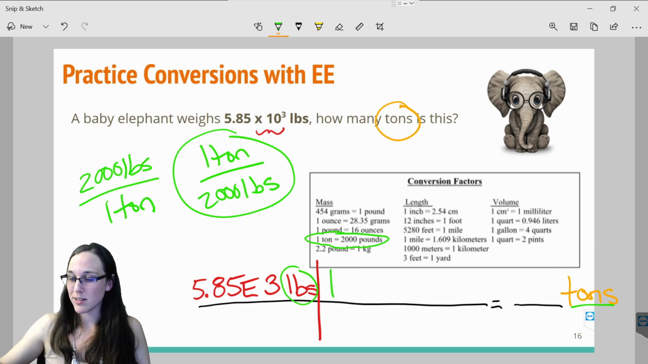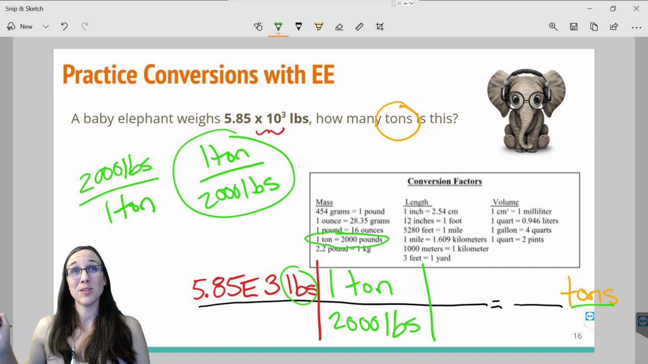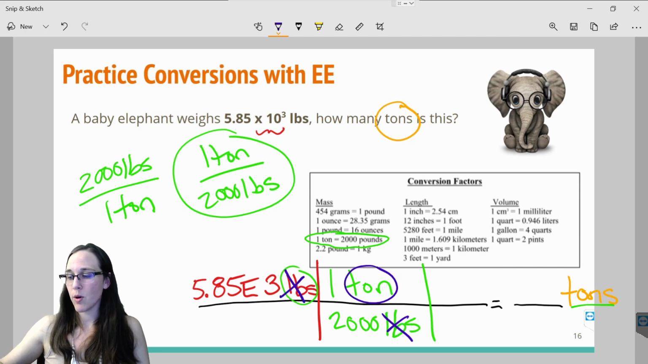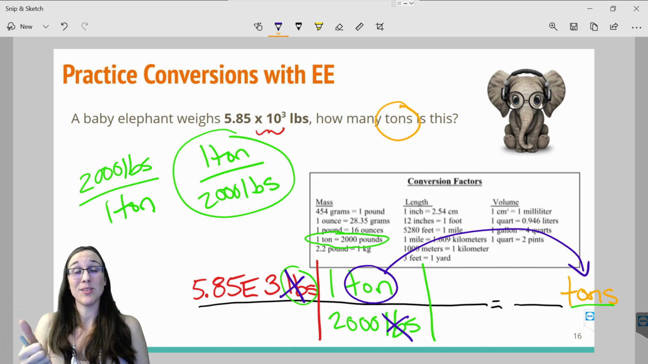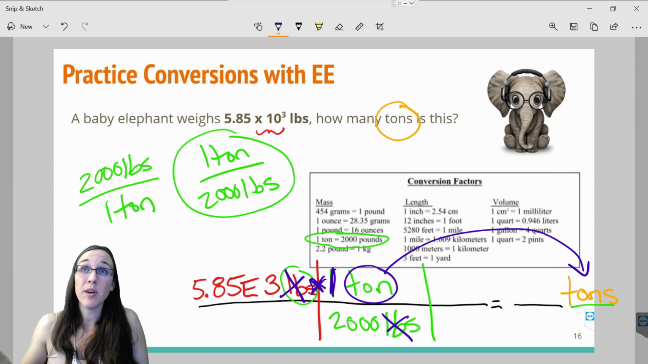So let's put 1 ton on top, 2,000 pounds on bottom, draw another line so we can separate it out. Here our pounds cancel, and we're left with 1 ton. That matches our end domino. Great. So now we just have to plug and chug in our calculator. In this case, we have 5.85 E3 times 1 here. Again, you don't have to show that if you don't want to. Anything times 1 is just itself.